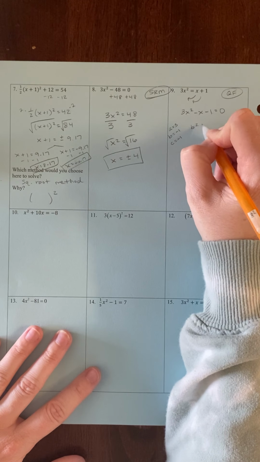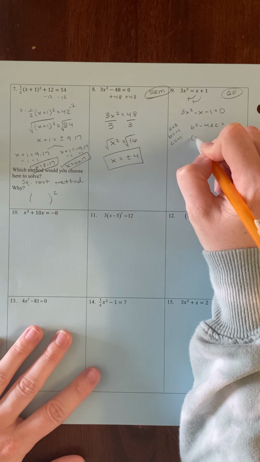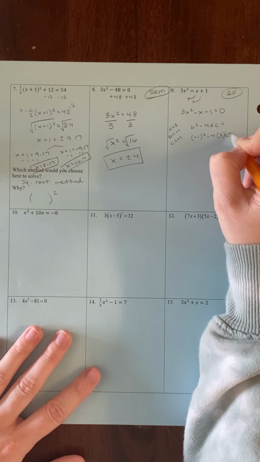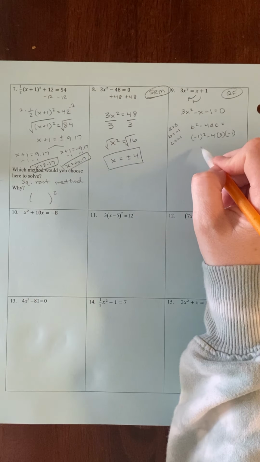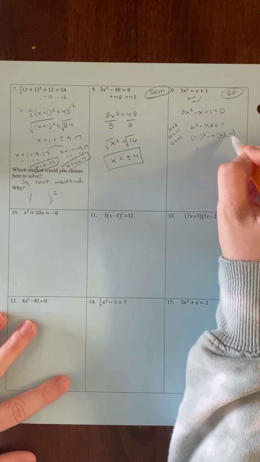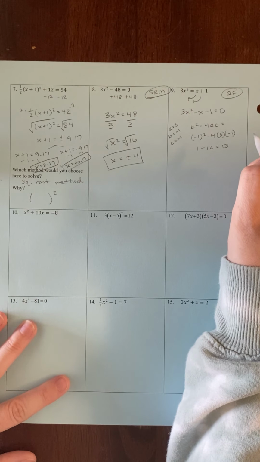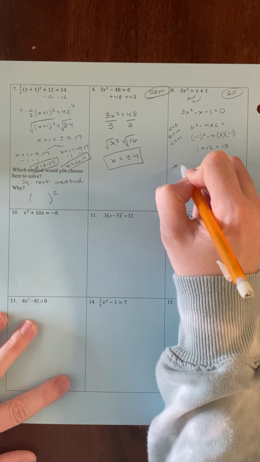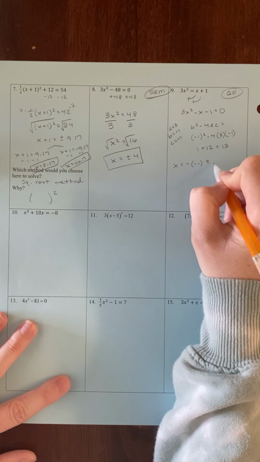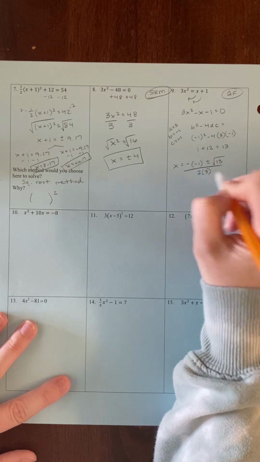So I'm going to find my discriminant first, b squared minus 4ac. That would be negative 1 squared minus 4 times 3 times negative 1. Negative 1 squared would be 1. Negative 4 times 3 would be negative 12 times negative 1 would be positive 12. So this is 13. So my discriminant is 13. So x is equal to negative b, which is negative 1, plus or minus the square root of 13, which I found above, all over 2 times a, which is 3.